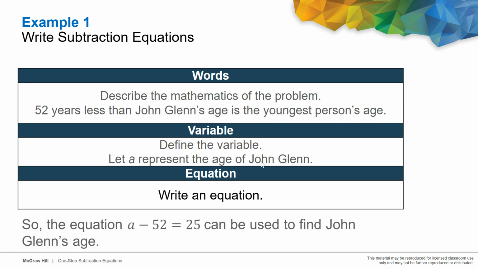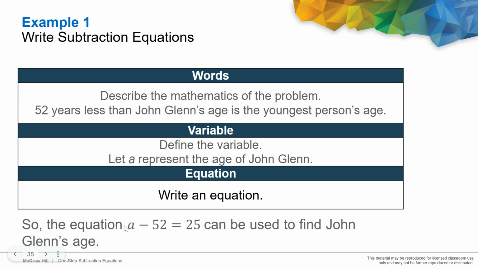So 52 years less than John Glenn's age is the youngest person's age. We're going to say A for age of John Glenn specifically, and we can write our equation. We don't know the age, so that's A minus 52. So whatever the age is, 52 years less than that is 25. So we know that this is the youngest person, and there's that 52-year difference between them.